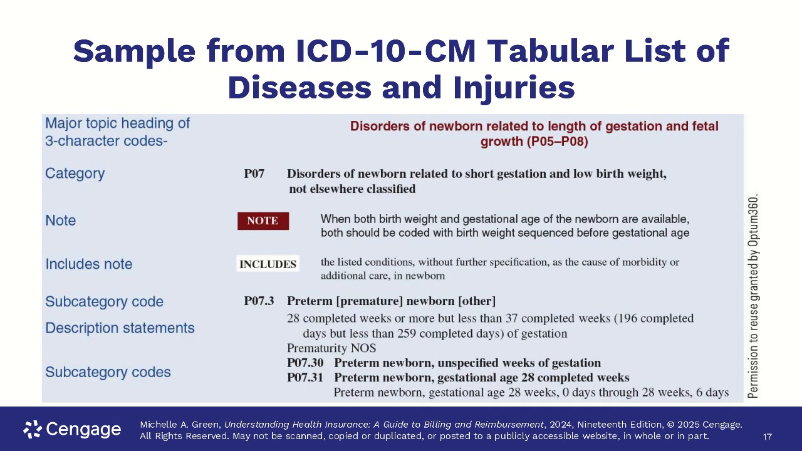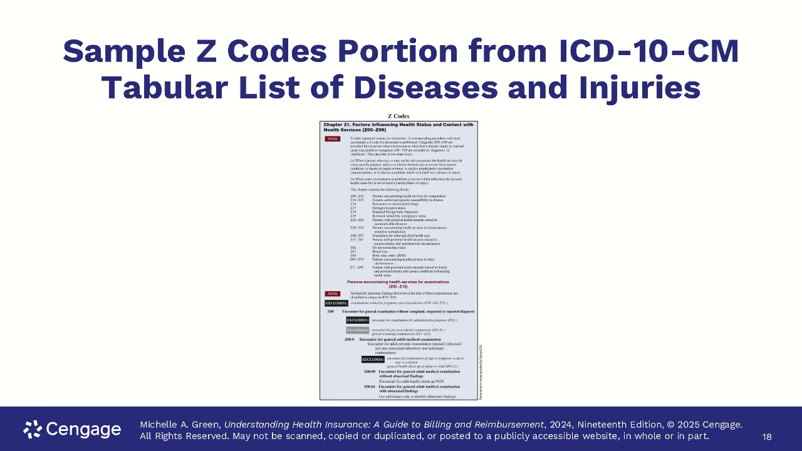So here is an example from a code book and the tabular list. And one of the things that I would encourage you to do, and this is not something that people realize you need to do, but when you're in the tabular list and you're looking at a code, it is very important to go back to that 3-digit category to see if there are any notes that apply to the entire code family so that you can apply those when applicable.